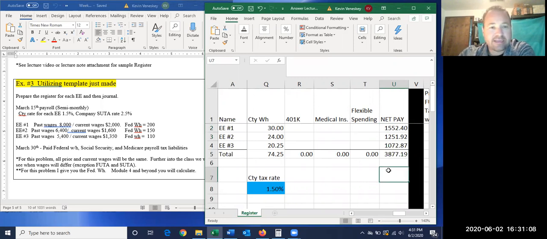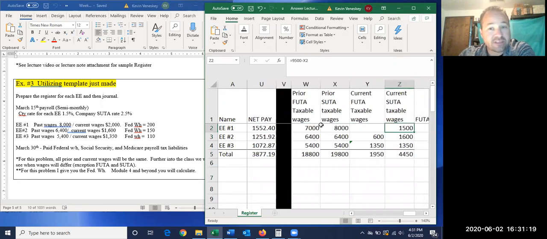Now, I went ahead, and since this was early in March, and this pay is the 15th, our employees haven't made a whole lot of money yet. So therefore, they are actually under, in some cases, the cap. Remember, just briefly, we've talked about the cap in our journal entry lecture, where the cap for the FUTA is 7,000, and the cap in Indiana for the SUTA is 9,500.